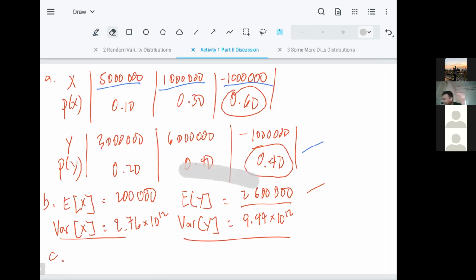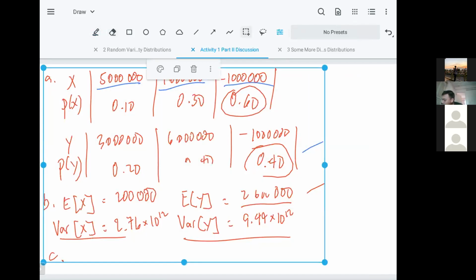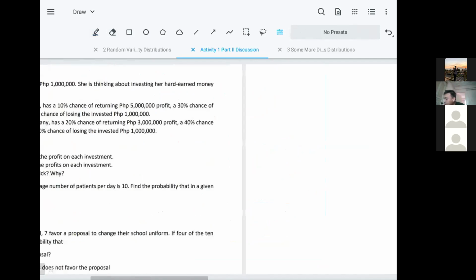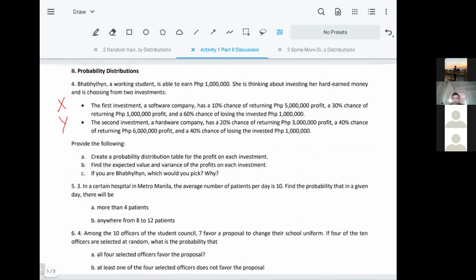Okay. Next tayo? Next number. So, medyo bilisan ko ng konti para matapos natin. Just let me know na lang kapag masyadong mabilis or may questions. But number 5, in a certain hospital in Metro Manila, the average number of patients per day is 10. Find the probability that in a given day there will be an A or B.